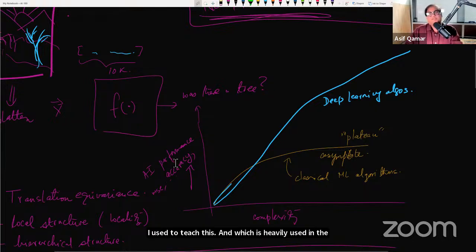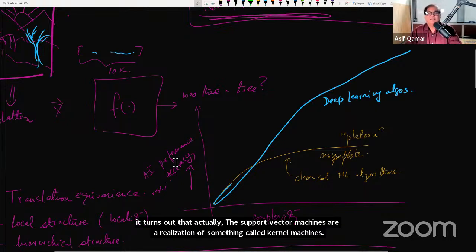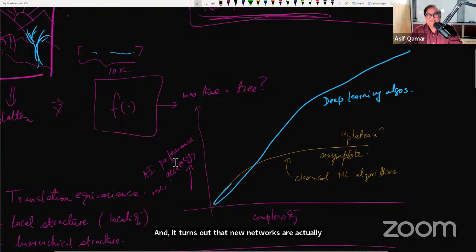Now, it turns out that support vector machines are a realization of something called kernel machines. And it turns out that neural networks are actually kernel machines too. Not many people realize that a neural network is, in a way, a kernel machine, and they use something called neural tangent kernels. So there's a lot of interconnectivity in mathematical ideas in this field, in how ideas mature and how we grow. Having said that, deep neural networks have a quality that we are only beginning to understand. No one fully understands it.